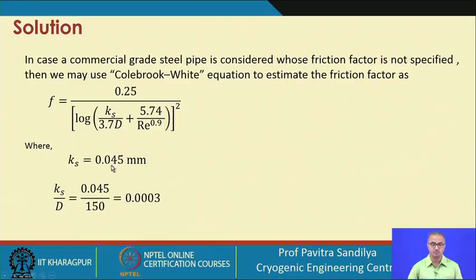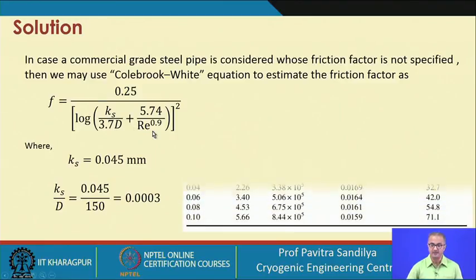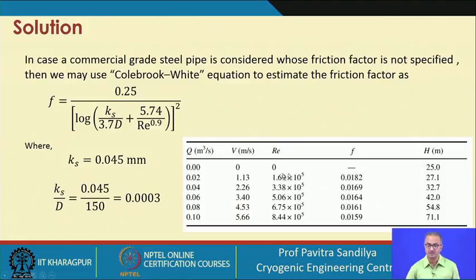So, this is taken to be 0.045 millimeter, and we plug in the values over here and we get the Reynolds number, and we can find out that different values of Q will determine the Reynolds number. We get different values of the velocities, and corresponding to any Q we can find the value of the friction factor, and similarly from our system curve we can find out the various values of the heads.